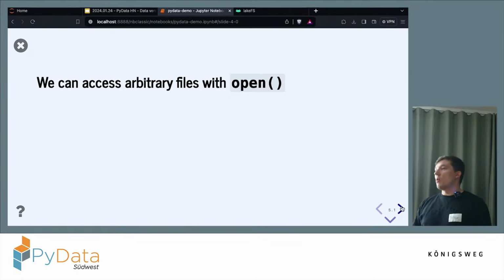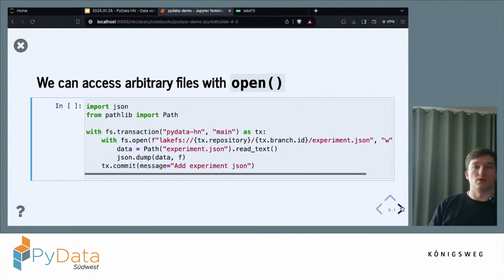For now we have worked with data frames, but we can also access arbitrary files. So in my repository locally, I just have an experiment.json file with some dummy data in it. And again, we conduct this with nothing really new. We start with the transaction, where we again specify the repository and the branch. Then we open the remote file called experiment.json. We read in, in this line, the local file. We can dump it onto the remote file in our data repository and add a commit in the end.